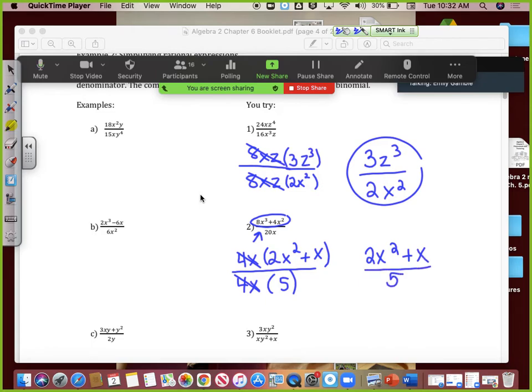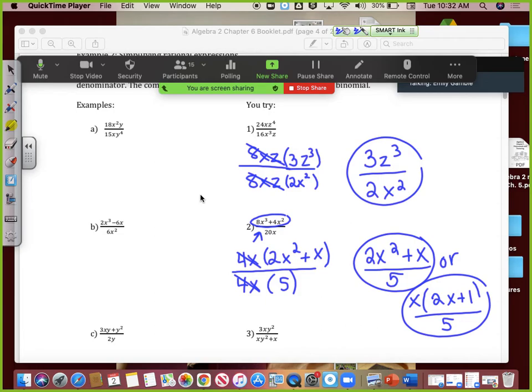5. So that would be considered simplified. If you were looking at this and thinking to yourself, well, I can kind of factor this more, I guess technically you could write this as x, parentheses, 2x plus 1, over 5, but neither one is more simplified than the other. They're both considered simplified. This is just simplified in factored form. Okay. Number 3.